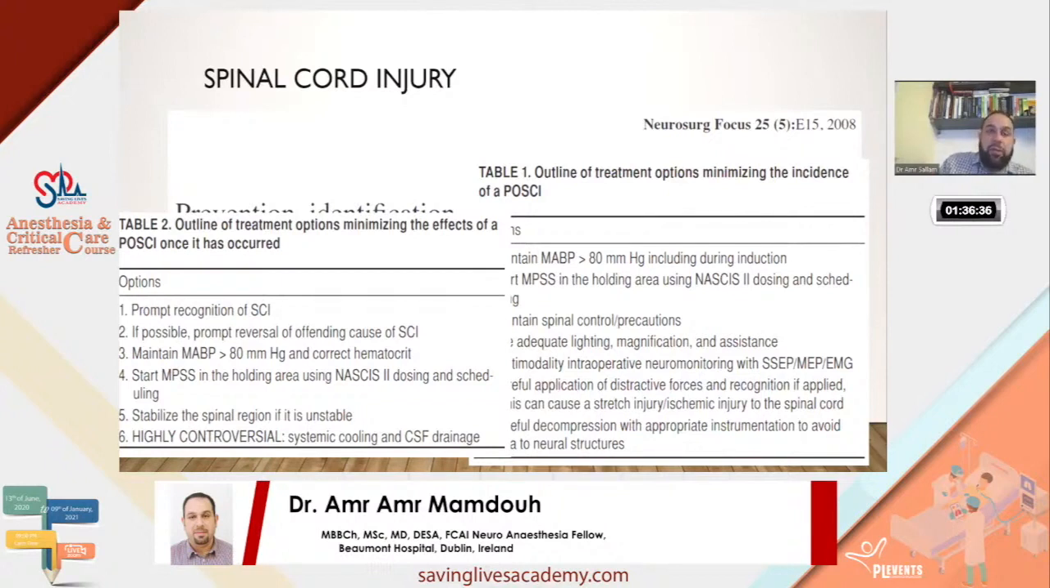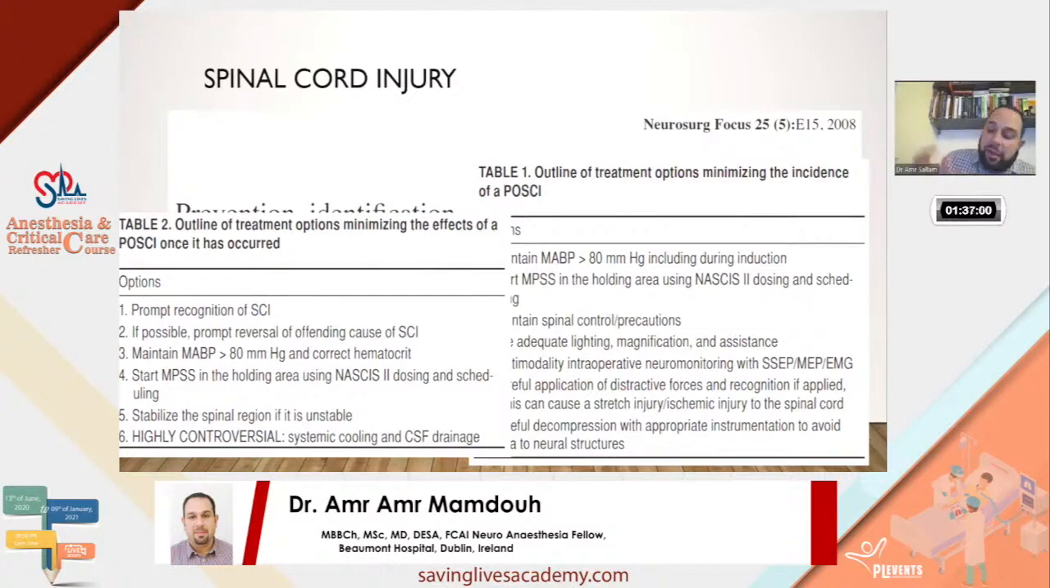When confirmed, use of steroids. Yes, some of the surgeons are still using CSF drainage, and others will go for systemic cooling, but all of these are unproven, and they have a lot of complications and side effects that discourage us from going for them.